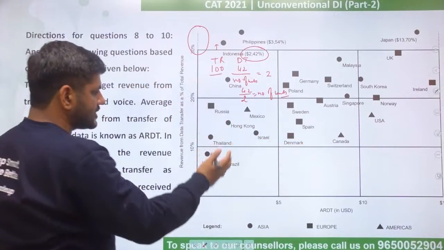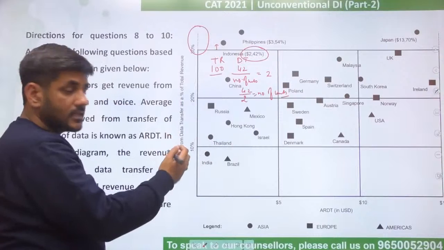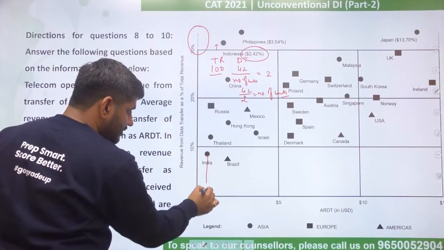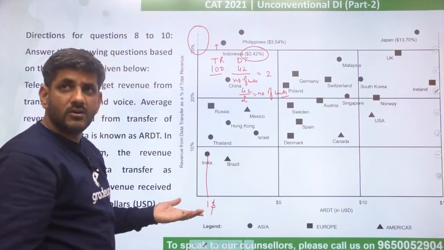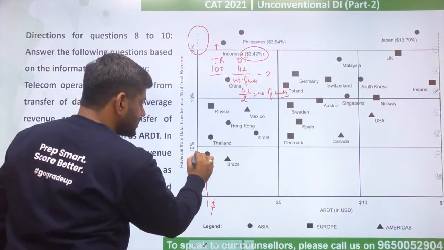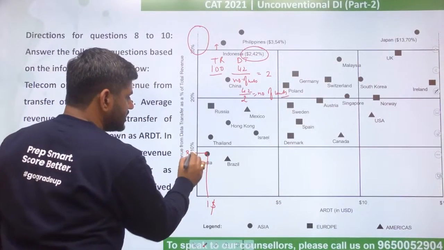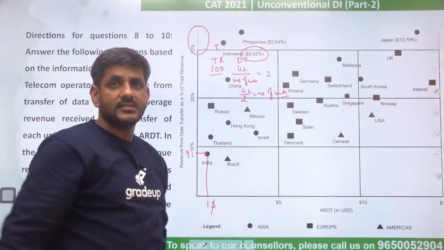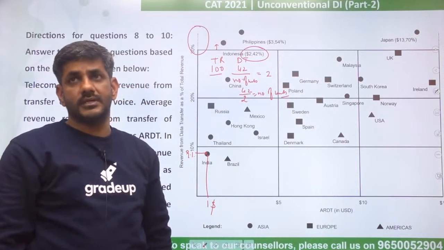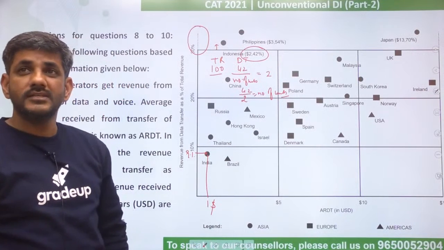For any one of them, let us say if I talk about India here. So India का ARDT will be approximately $1. If this is $5, this must be $1. And if I talk about this figure, this will be somewhere around 9%. So that way I'll get an idea that this is their ARDT and this is their percentage through which they are doing it. Okay, got it?